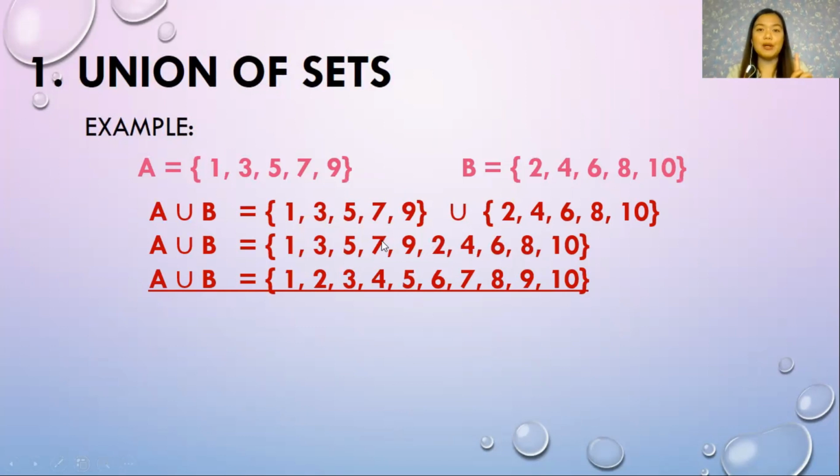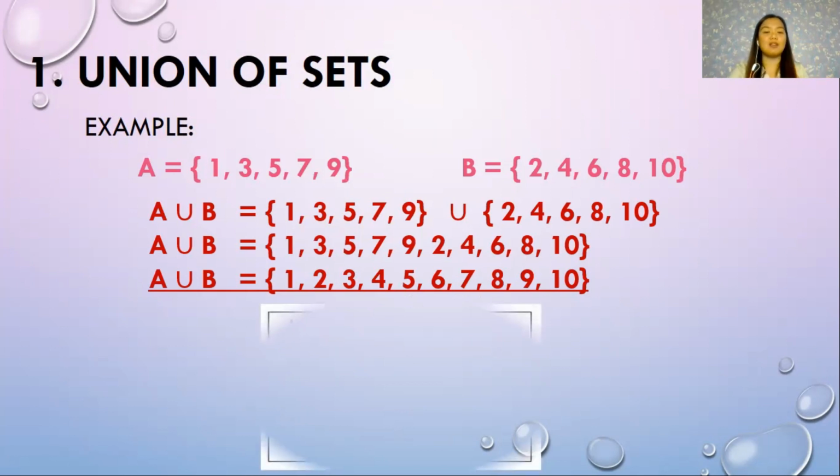Pero, for formality's sake, we have to arrange the numbers. As long as numbers, pwede natin siyang i-arrange. So, we have 1, 2, 3, 4, 5, 6, 7, 8, 9, 10. So, the union of A and B contains the elements 1, 2, 3, 4, 5, 6, 7, 8, 9, 10.